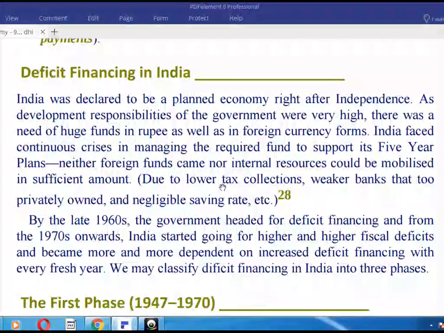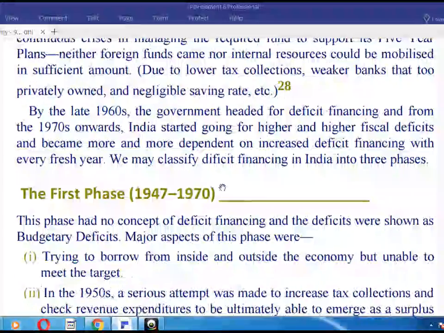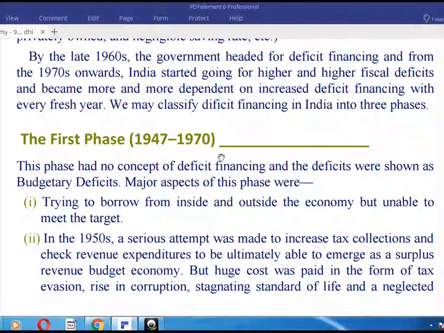By the late 1960s, the government headed toward deficit financing, and from 1970 onwards, India started going for higher and higher fiscal deficits and became more and more dependent on increased deficit financing with every passing year. We may classify deficit financing in India into three phases. The first phase, 1947 to 1970. This phase had no concept of deficit financing, and the deficits were shown as budgetary deficit.